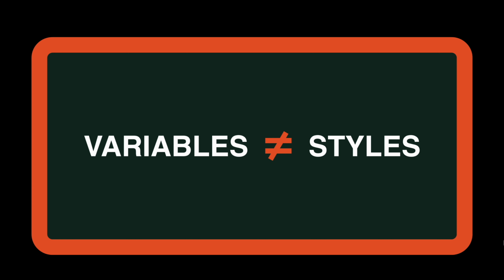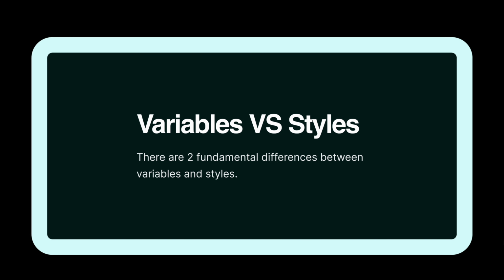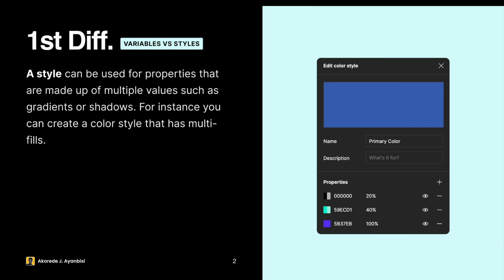All right, so that brings us to the next part, which is, are variables equal to styles? No, variables are not styles. And now we are going to look at why variables are not styles. There are two fundamental differences between variables and styles. The first difference is that a style can be used for properties that are made of multiple values, such as gradients or shadows. For instance, you can create a color that has multiple colors.